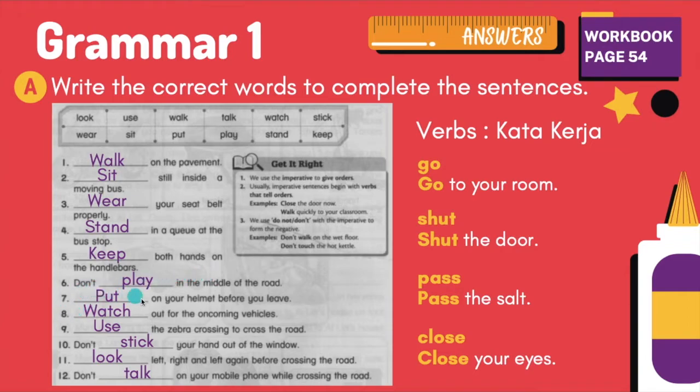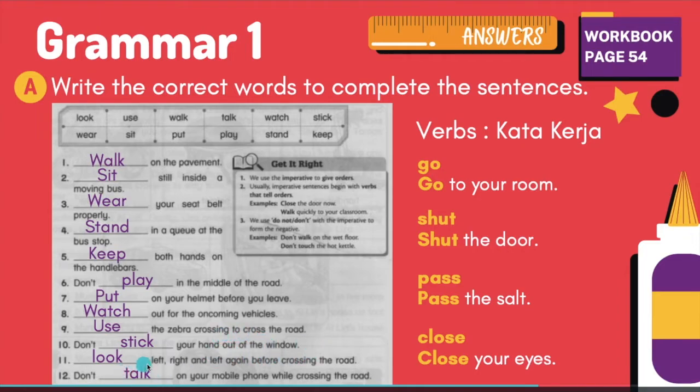Number 6. Don't play in the middle of the road. Number 7. Put on your helmet before you leave. Next, number 8. Watch out for the oncoming vehicles. Kenderaan. Vehicles here means kenderaan. Number 9. Use the zebra crossing to cross the road. Number 10. Don't stick your hand out of the window.